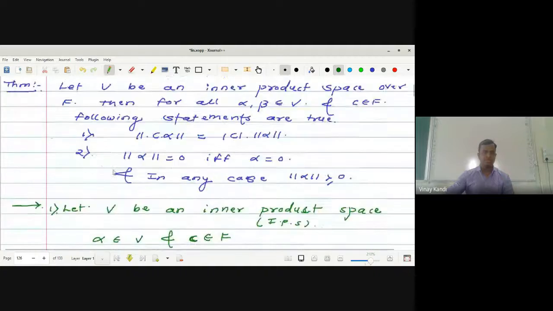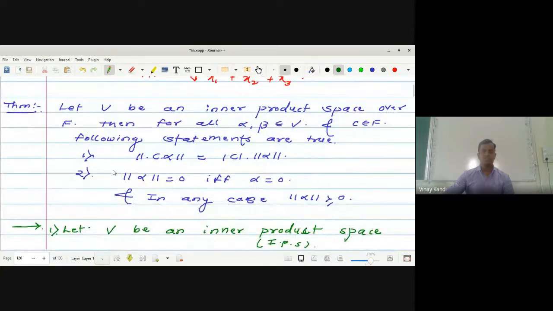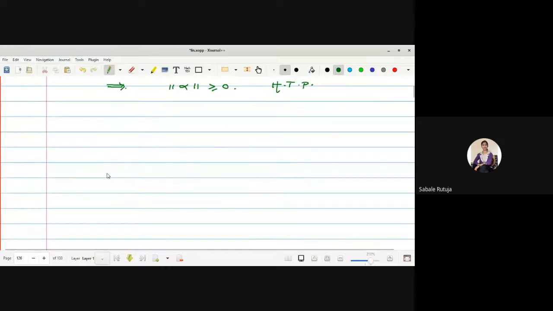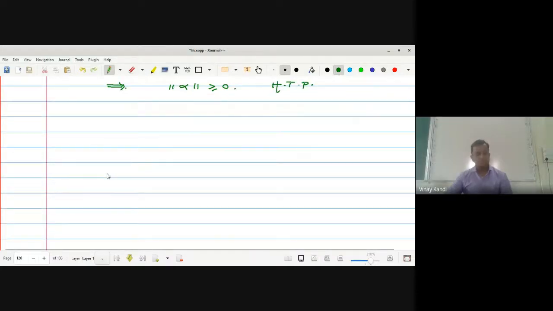So here we proved that, let V be an inner product space over the field F, then for all alpha, beta belonging to V and scalar c belonging to F, first, norm of c alpha is equal to norm of alpha into mod c, and in any case norm of alpha is always greater than or equal to 0. Any doubt? No, sir. Now the next theorem, next statement, the Schwarz inequality.